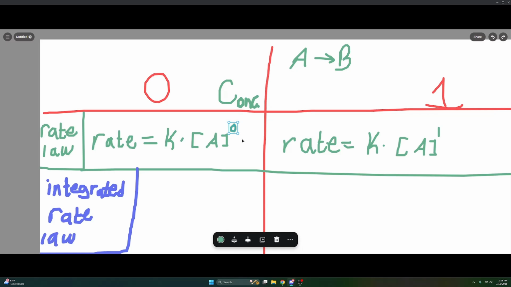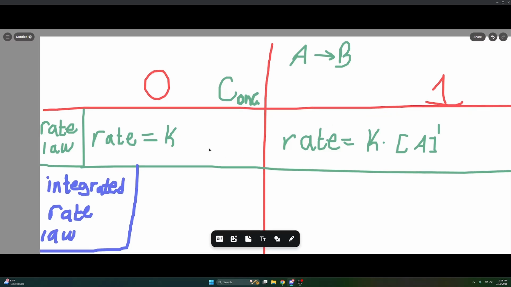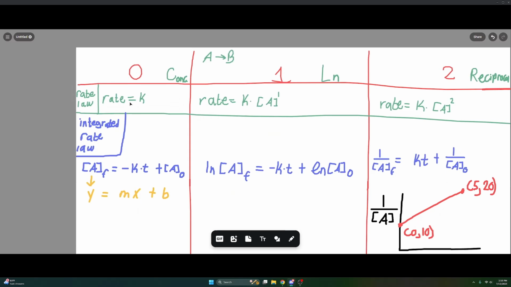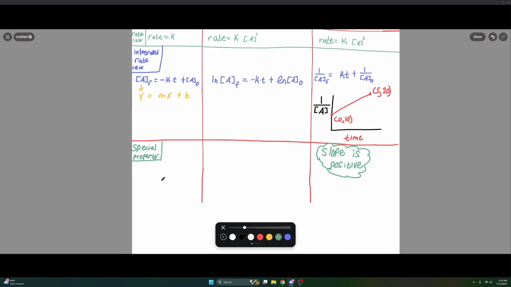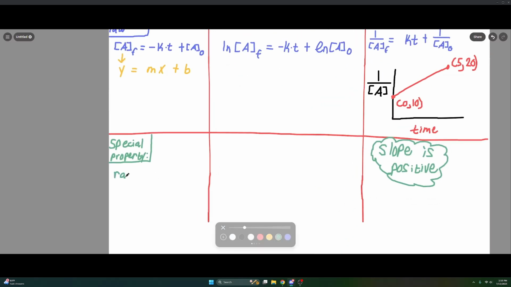Zero order is really interesting, and it's probably obvious to my more mathematically inclined listeners, but anything to the 0 power is just 1. So I can just erase all this, and my rate for a 0 order reaction just equals k. And that's always true. For a 0 order reaction, your rate is constant.